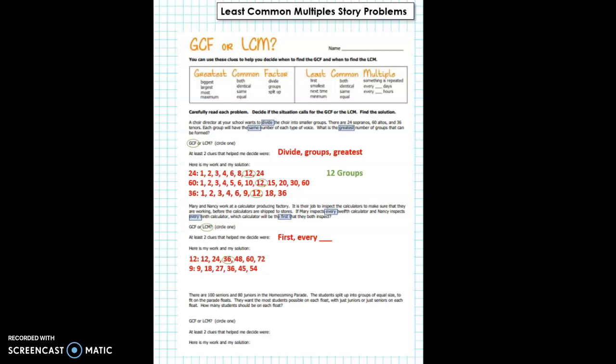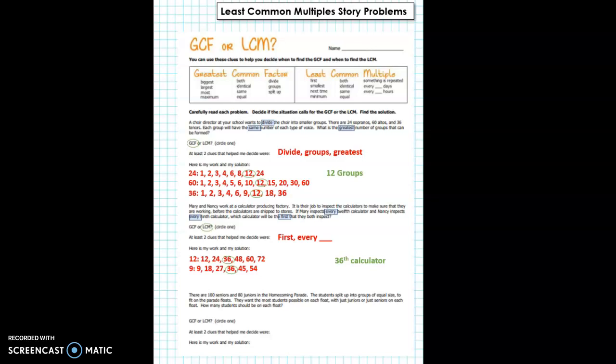Since 36 is in both lists, this is our least common multiple. So the 36th calculator is the one both Mary and Nancy will inspect.